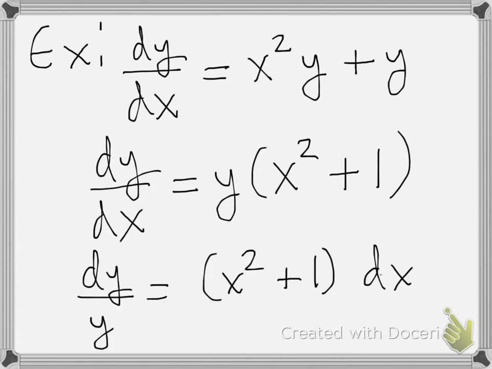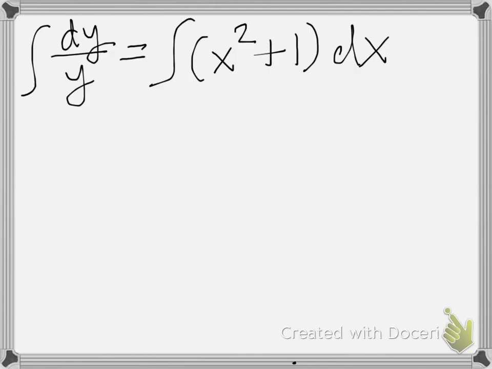So the first thing we want to do then is separate the variables on opposite sides of the equation. So we move the y over to the left-hand side of the equation in the denominator. We move the dx over to the right-hand side of the equation. So we've now rewritten the differential equation in the form dy over y equals the quantity x squared plus 1 times dx. So now we have the dependent variable and its differential on the left-hand side, the independent variable and its differential on the right-hand side. We have them separated. So all we have left to do now is integrate.